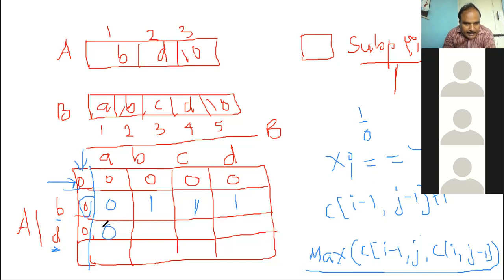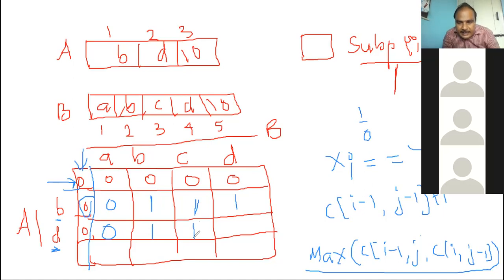Next, D is compared with the B. Is it a match? No, correct. If it's not a match, you take the maximum among the previous row and previous column, which are 0 and 1. Take the maximum, the value 1. Similarly, D is compared with the C. There is no match, so take the maximum of the previous column and previous row, which are 1 and 1. The maximum is 1.